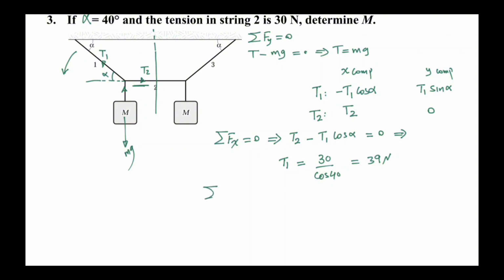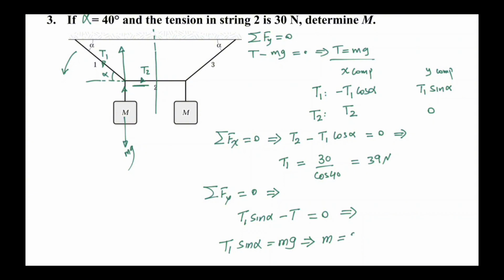Now, the sum of all forces on y equals 0. This is y, this one here. So T1 sine alpha minus T, we just calculated T, equals 0. And from this one here, T1 sine alpha equals mg. And when you simplify this one here, you will find that m equals 2.5 kilograms.